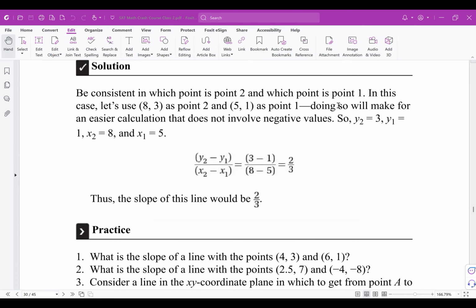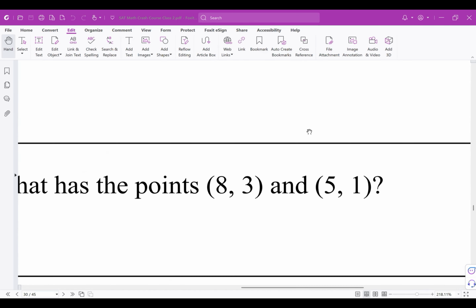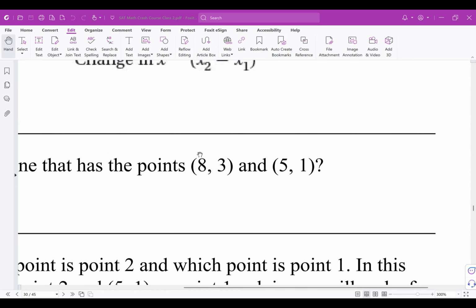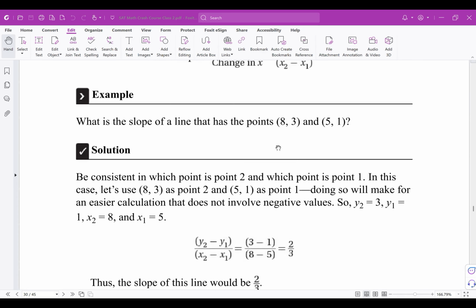Be consistent in which point is point two. Okay, they're also telling the same thing. It is pretty coincidental that I talk the same way that they're talking. In this case, let's use (5, 3) as point two. It's completely fine.